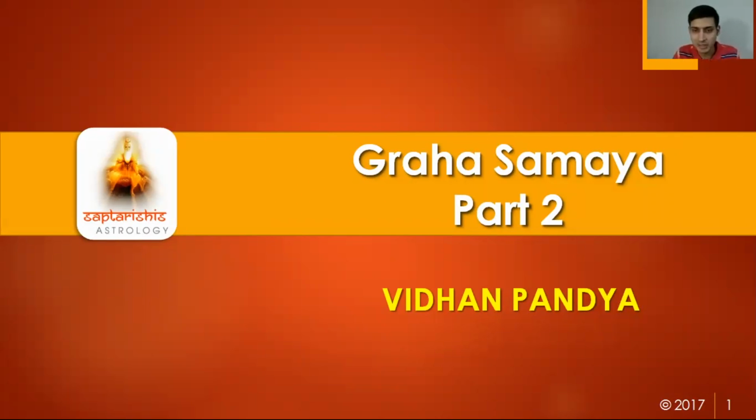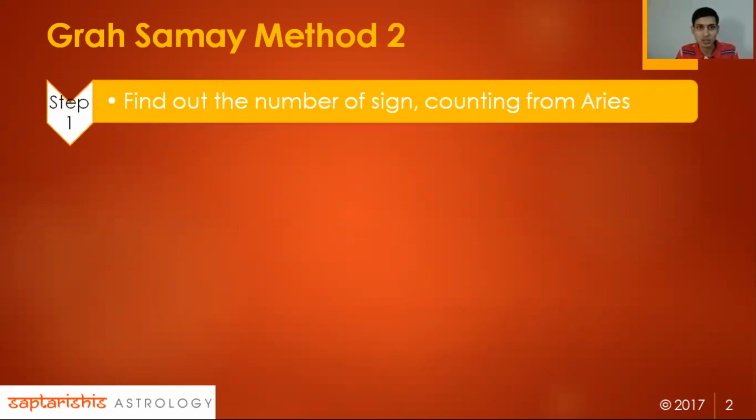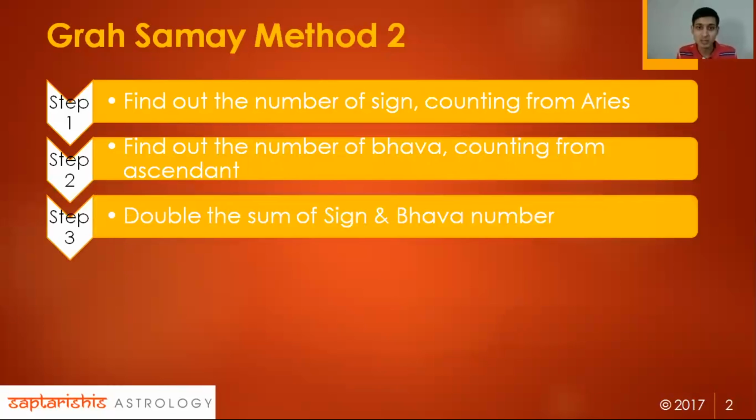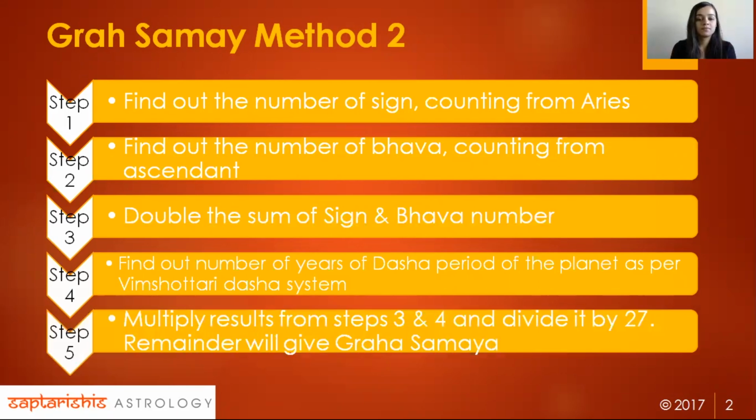So let's get into different ways of calculating Grah Samaya. This is method number 2, which I have identified in the different books. Step 1 of this process is to find out the number of the sign counting from Aries. It is the same as the previous one. Step 2, find out the bhava number. Step 3, double the sum of sign and bhava number. Step 4, find out the number of years of the Dasha period of the planet as per the Vimshottari Dasha scheme. Then multiply the results of step 3 and 4 and divide by 27. The remainder will give Grah Samaya.